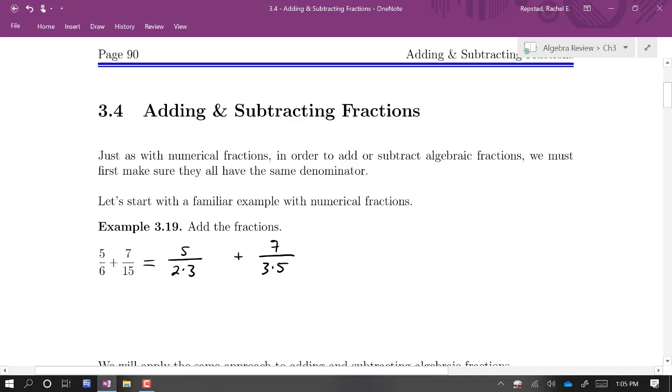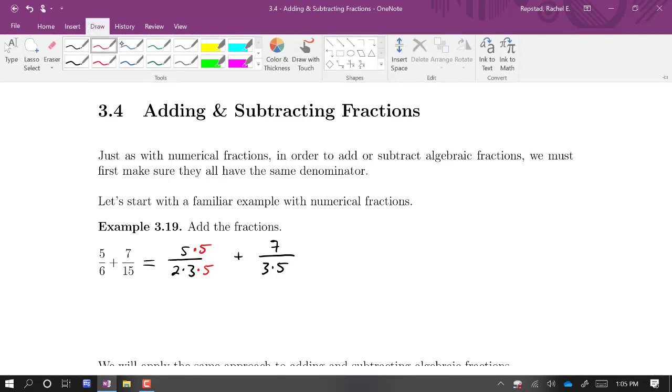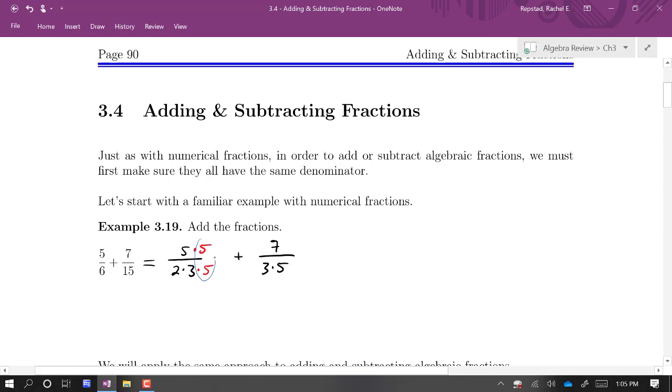So I'll notice that my first denominator has one factor of 2 and one factor of 3. And my second denominator has a factor of 3 and a factor of 5. So the first one is missing this factor of 5. I'm going to add it in because I want them to have the same denominator. And I'm allowed to do that as long as I also add a factor of 5 up top. Basically, all I'm doing is multiplying this fraction by 1, because 5 over 5 is equal to 1, and we know that we're allowed to multiply things by 1.